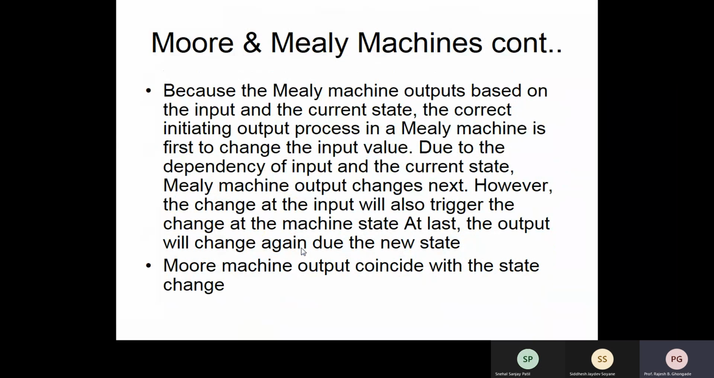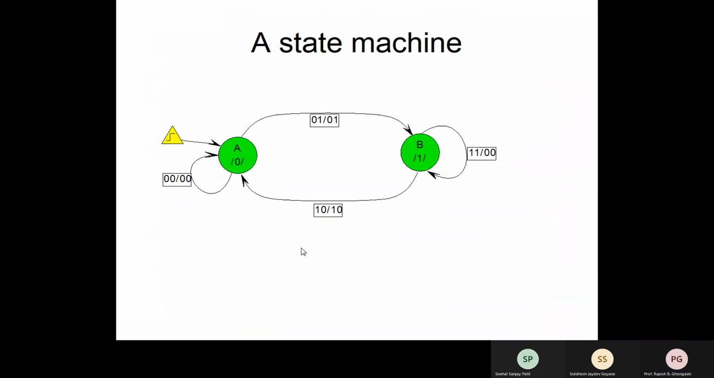Because the Mealy output is based on the input, the correct initiating process in the Mealy machine is first to change the input value. Due to the dependency of input and the current state, the Mealy machine output changes next. As I said, the Moore machine output will coincide with the state changes. So this is how the state machine will look. Understand this state machine properly. A state machine in the form of a state diagram. We will go through this very carefully, because unless you understand what a state machine is and how to draw the state diagram, you will not be able to write the design for that.